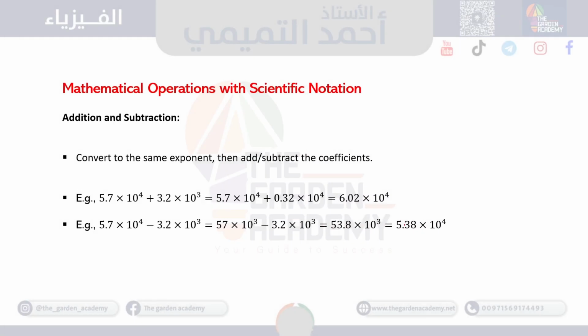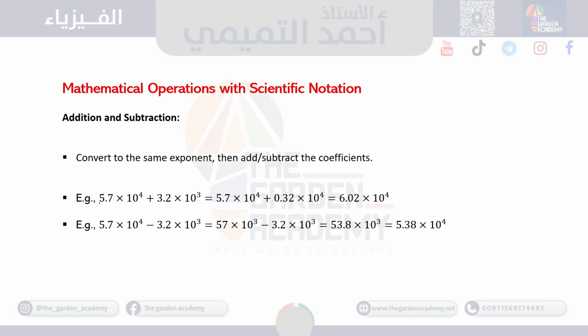Right. What about the mathematical operations with scientific notation? First, let's see how we can add and subtract scientific notations. First, we convert to the same exponent and then we add or subtract the coefficients. What does that mean? Let's take the first example.